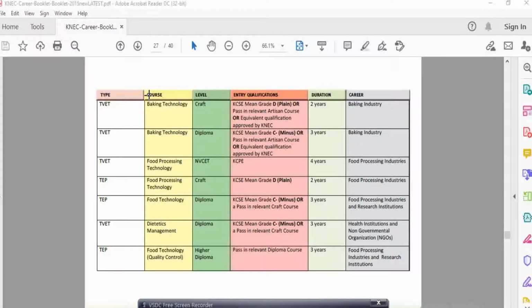Now let us go through some of the science-based courses, and some of the science-based courses that we have here are in the field of food and beverage. We have Diploma and Certificate in Baking Technology. We have Diploma and Certificate in Food Processing. We also have Dietetics, which is a diploma course. The entry grades are the same as we have seen previously. You can also check the career path, where you can fit in the job market here.